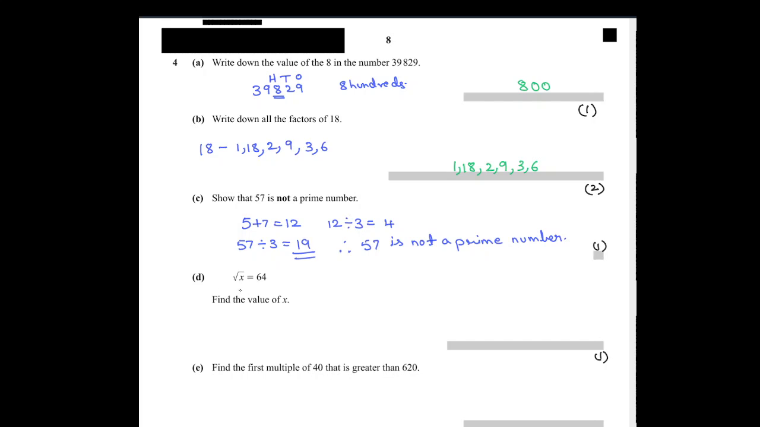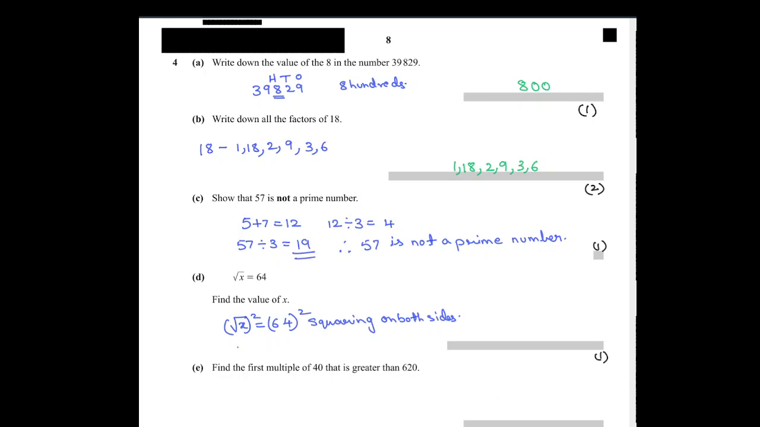Okay, question number D. Root x is equal to 64. Find the value of x. Okay, this is from indices, students. When root x is given, what is root x? Root x is x raised to 1 by 2, right? So we'll do squaring on both sides. Squaring on both sides, the root will be gone and x is left out, right? So root x whole square, 64 square.